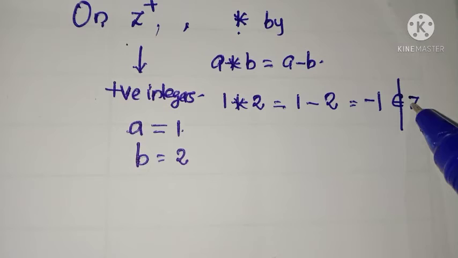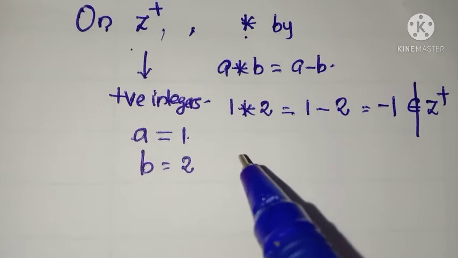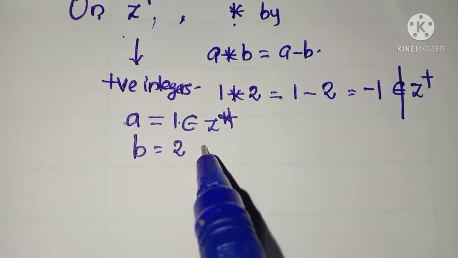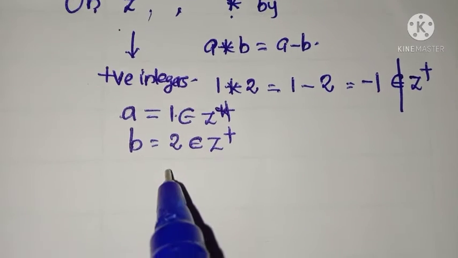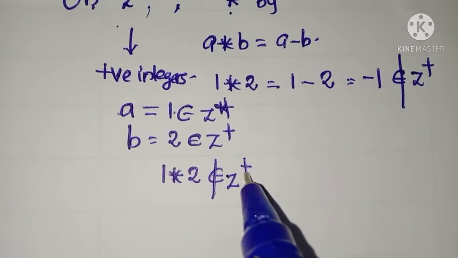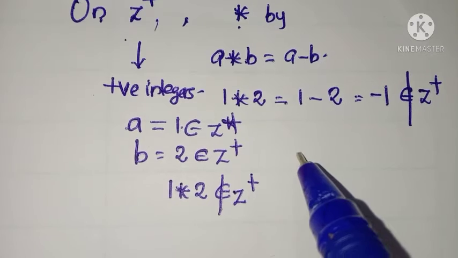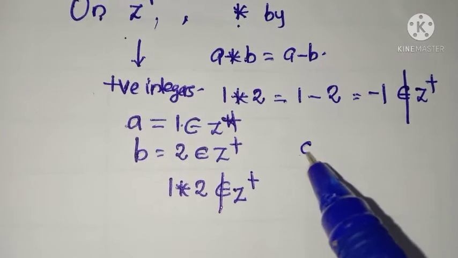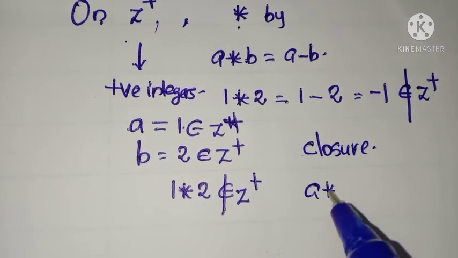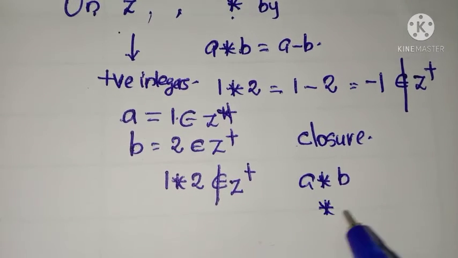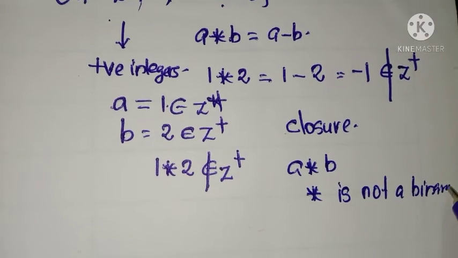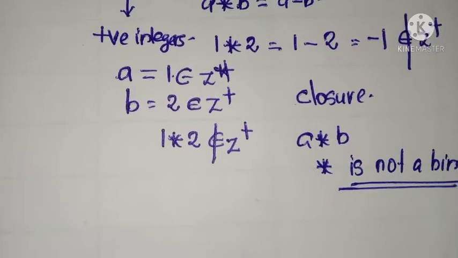Listen, minus 1 doesn't belong to Z plus. So 1 belongs to Z plus and 2 belongs to Z plus, but the operation 1 star 2 doesn't belong to Z plus. So the star operation doesn't satisfy the closure property and therefore on Z plus, a star b, or the operation star, is not a binary operation.